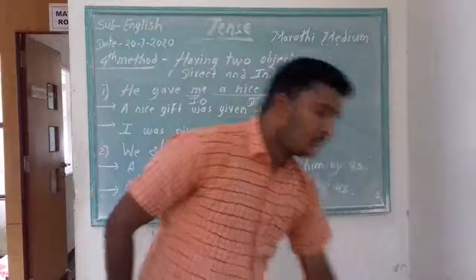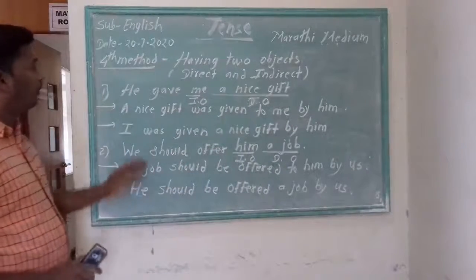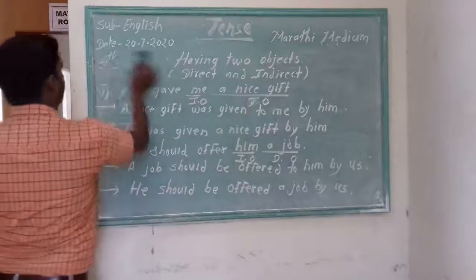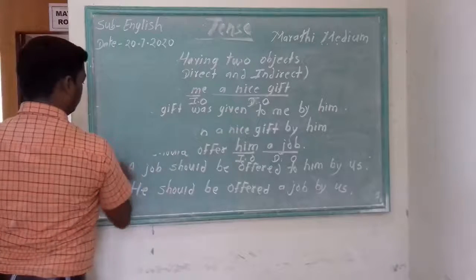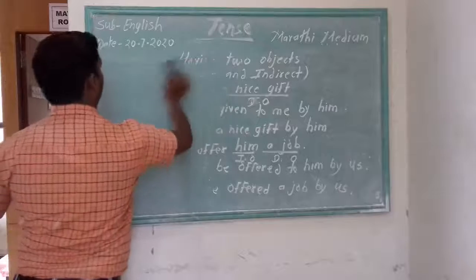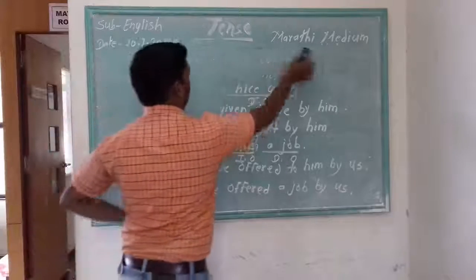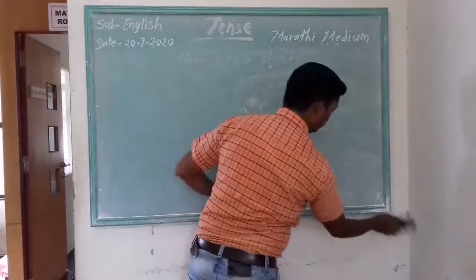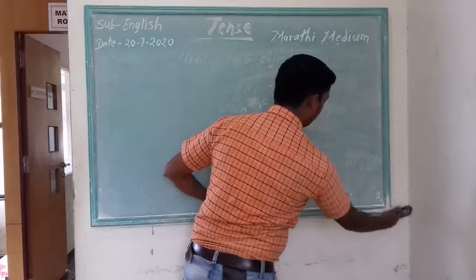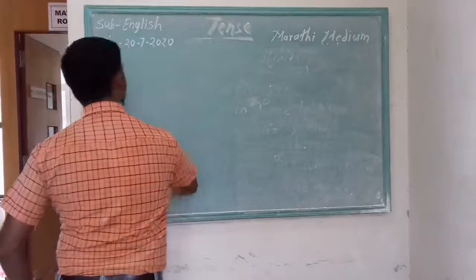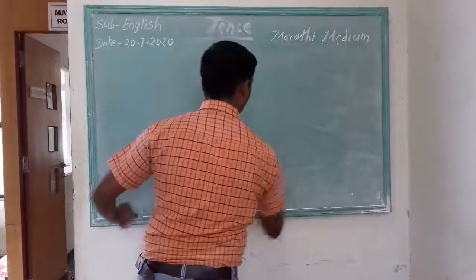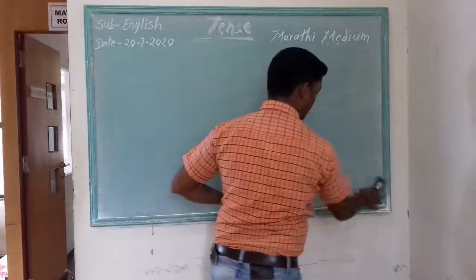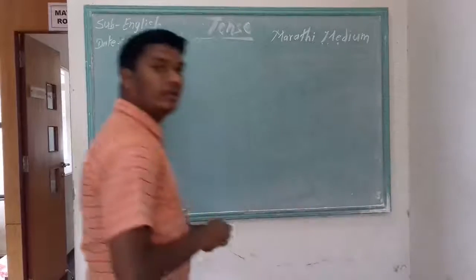Okay, now look, it was the fourth method having two objects. Now the last method has been left. I am starting. Now, the last method.